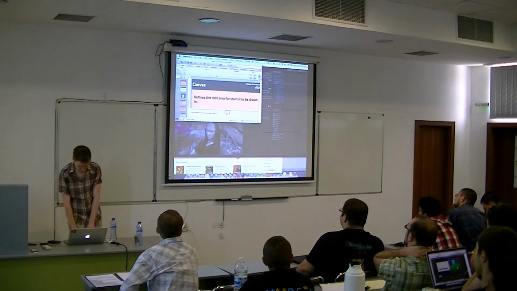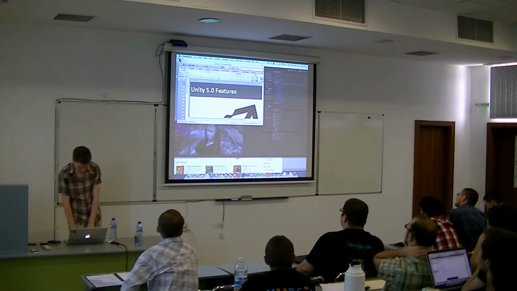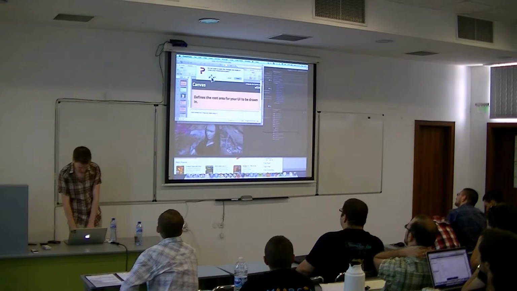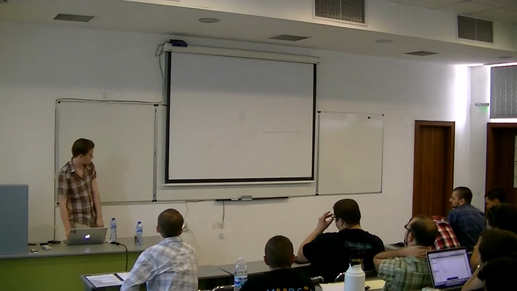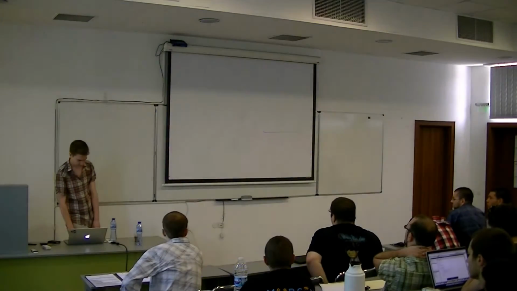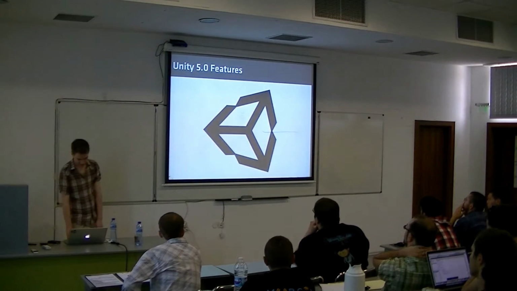Cool, so I've got 34 minutes. Okay. Click save. All right. Okay. So here is the meat and vegetables. Unity 5. Okay, cool. So I'm into Unity 5.